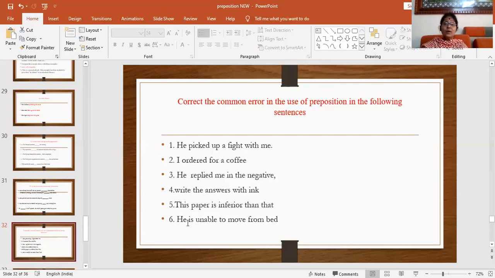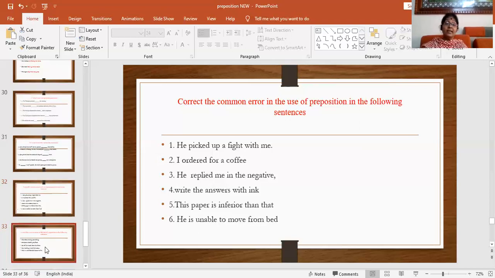Now the next one is, he is unable to move from the bed, right? He is unable to move from the bed. We should not say from the bed. He is unable to move out of bed, right?